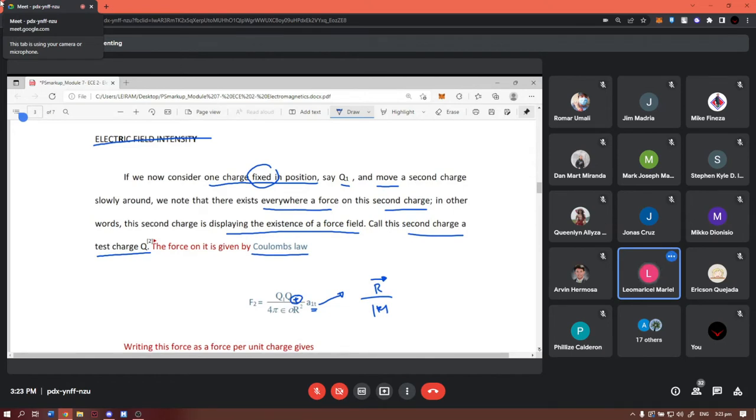Nasusundan ba? Nasusundan yung principle? Hello?